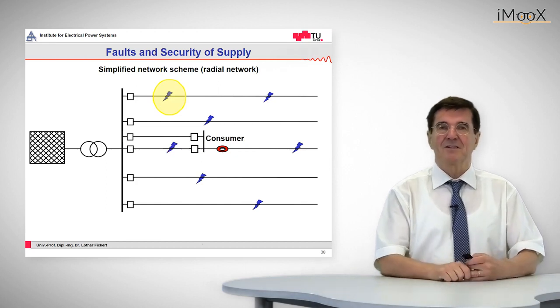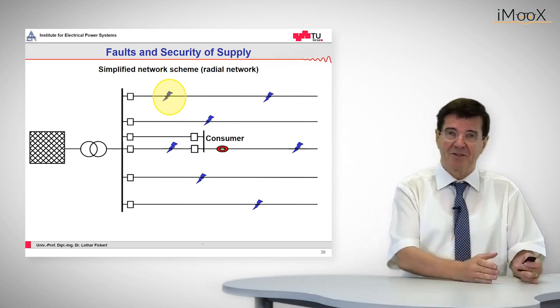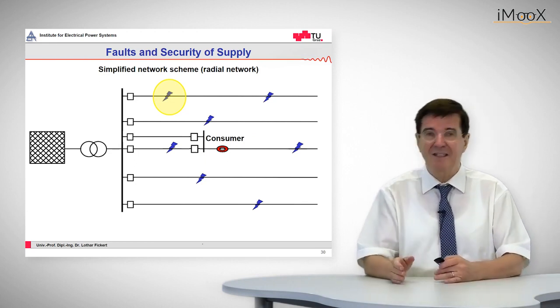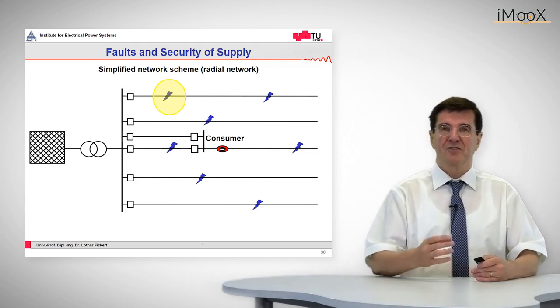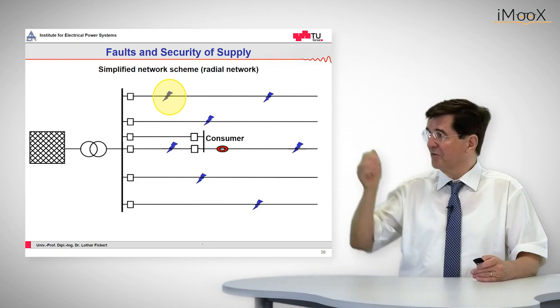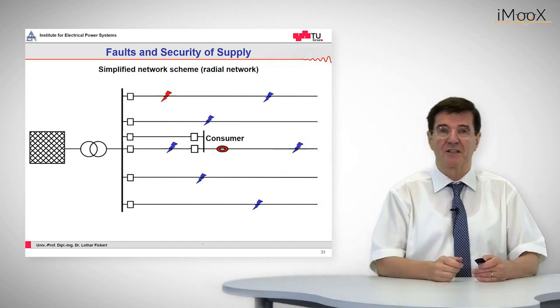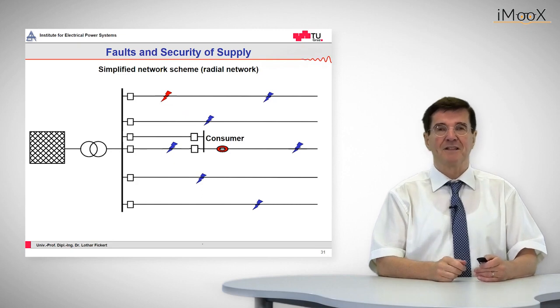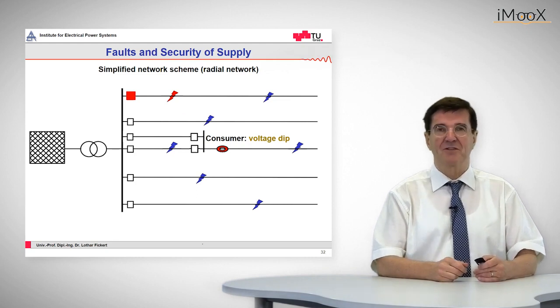The last point that deserves attention concerning the relation between protection and power quality is all the faults that are outside of this consumer's feeder. So, for example, in this yellow circle, if a fault occurs here, this fault will be detected by the feeder protection and tripped out. And what does that mean to the consumer?